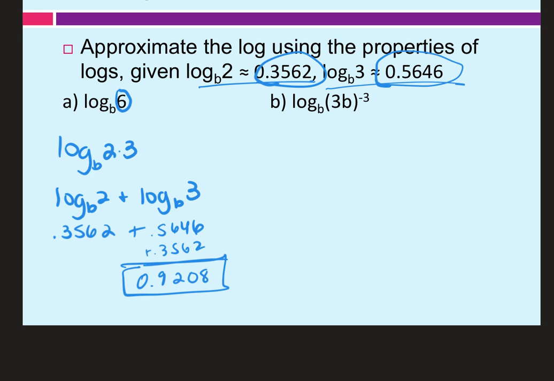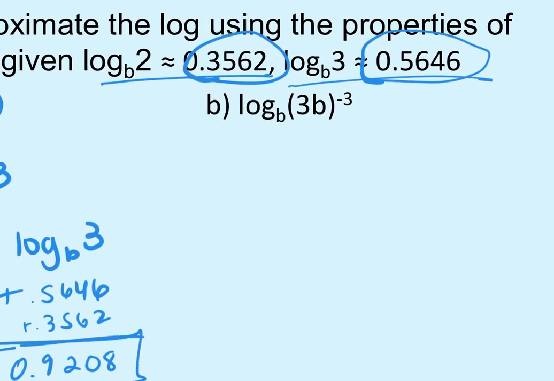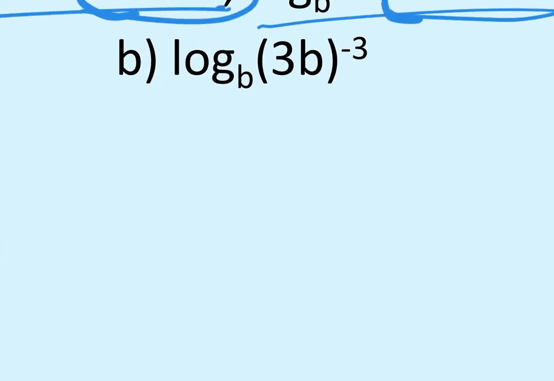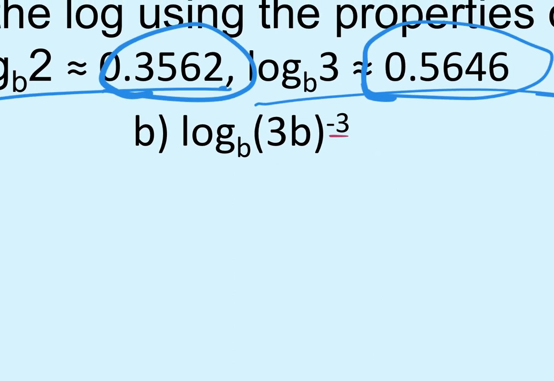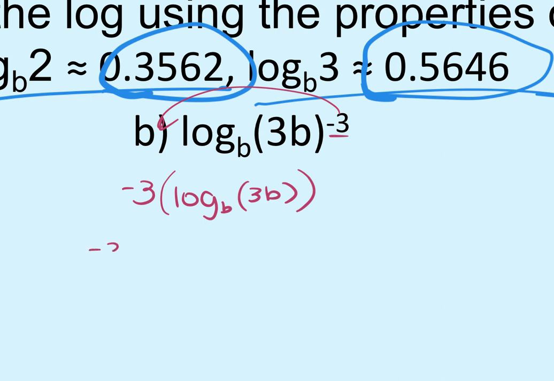All right, now go to B. If I wanted to expand this out, what happens to the exponent? Actually, there's a couple different ways to do this. We'll do that first. We're going to push this to the front. -3 log base b of 3b. Now I've got a product on the inside, and the product becomes what? Addition. Log base b of 3 plus log base b of b.